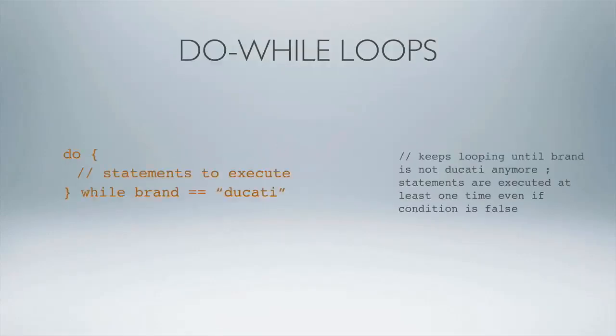The do-while loop does a first pass through the loop before checking the condition, so the code is executed at least one time. Then the loop is repeated until the specified condition is false.